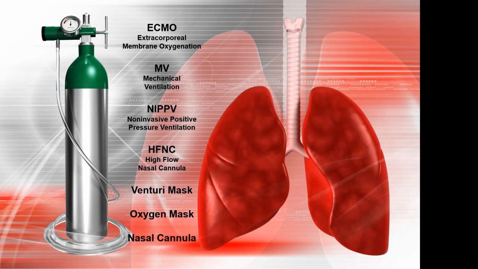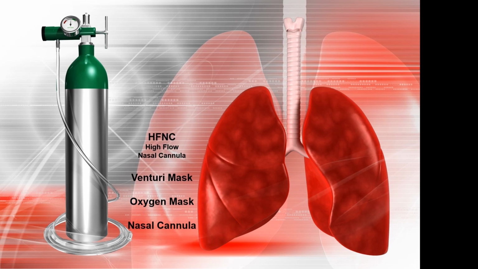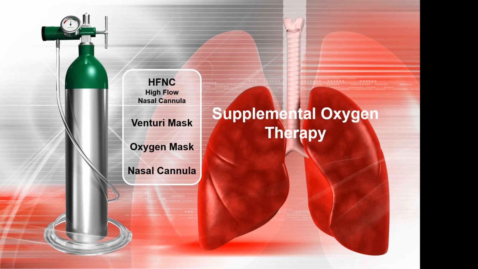When there is a problem with oxygenation, equipment or devices used to support it include nasal cannula, oxygen mask, Venturi mask, high-flow nasal cannula, non-invasive positive pressure ventilation, mechanical ventilation, and in severe cases, extracorporeal membrane oxygenation may need to be performed. Supplemental oxygen therapy is the process of supporting oxygen using relatively simple tools, like the nasal cannula, oxygen mask, Venturi mask, and high-flow nasal cannula.